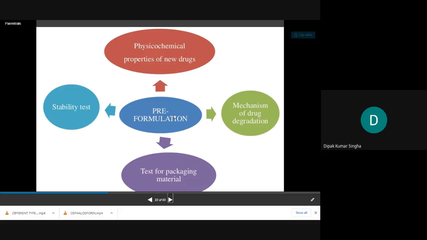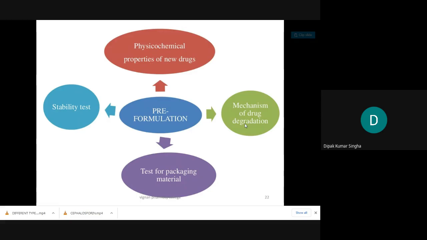Basically, these are the 4 parameters you can check for the pre-formulation study. One is the stability testing. Another is the physicochemical property of the drugs, new drugs, and the mechanism of drug degradation. After the formulation, the drug will be degraded day by day. The time taken for 50% drug loss, or loss of intensity or potency, is called the T-half, or the time required for 50% potency to be lost.